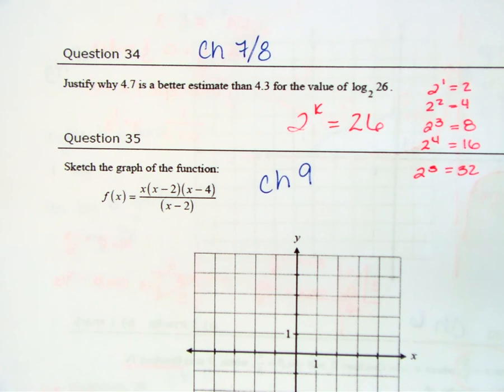That's why 4.7. So again, justifying is you can use words, you can use math. I would probably do this and then say 26 is closer to 32, so your estimate should be closer to 5 than it should be to 4. You don't have a calculator at this point, so you've got to mathematically reason it out.